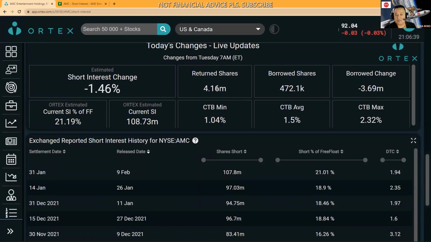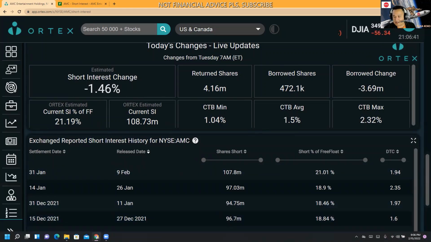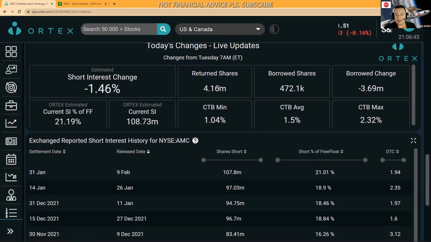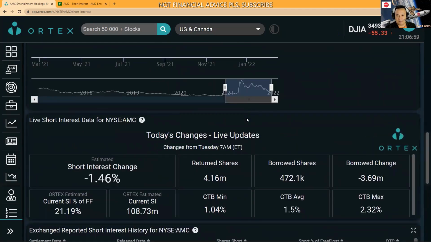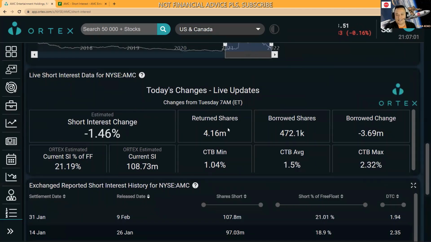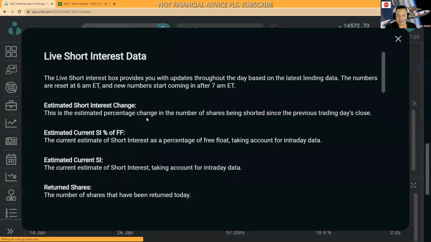So right now, even though the time here is 9:06 p.m., there's still a chance that they can borrow stocks, short the stock, and make some changes in this area. It will only reset at 5 a.m. Now, a lot of people say, oh, this is delayed 2 hours, blah, blah, blah. Well, I'm going to show you that this is on a daily basis. So let's take a look at this area here.